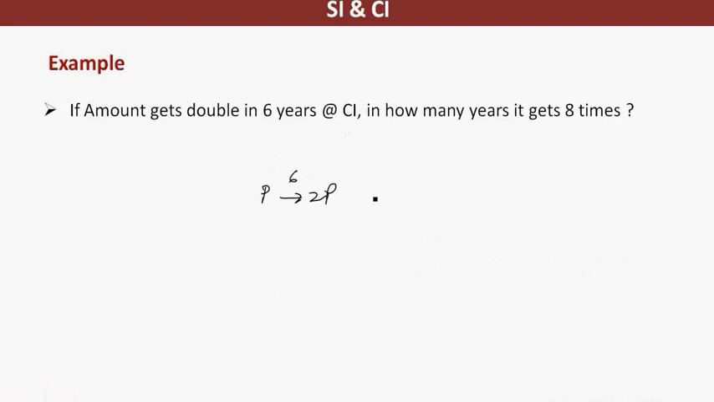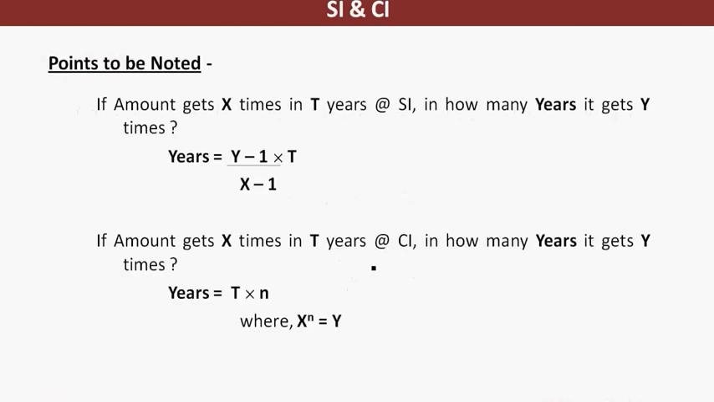Same case in CI. P becomes 2P in 6 years. 2P will become 4P in another 6 years. 4P will become 8P in another 6 years. So in total it is taking me only 18 years for the money to become 8 times of the original. Look at the time difference which is there.